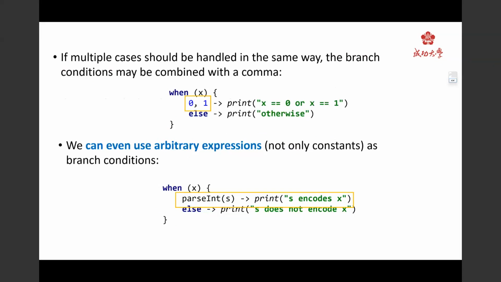The reason is that we can even use arbitrary expressions as branching conditions, such as shown over here. You can see that the branch conditions in a when expression may not be constants; they can be arbitrary expressions.